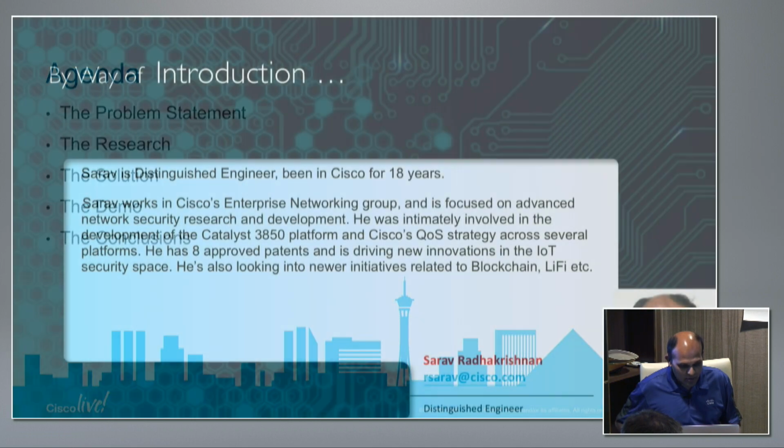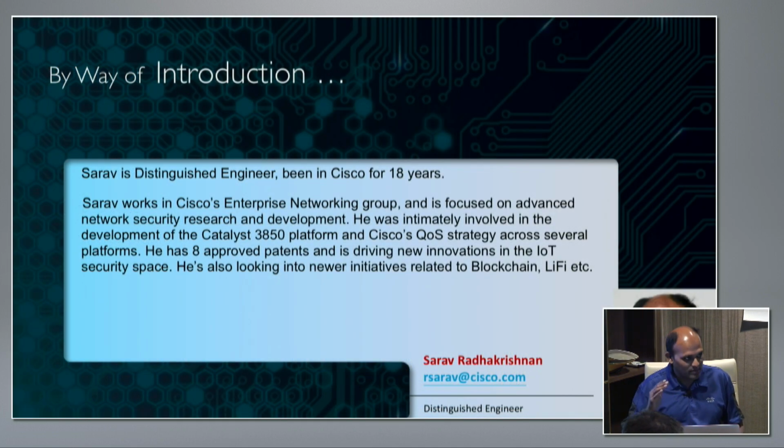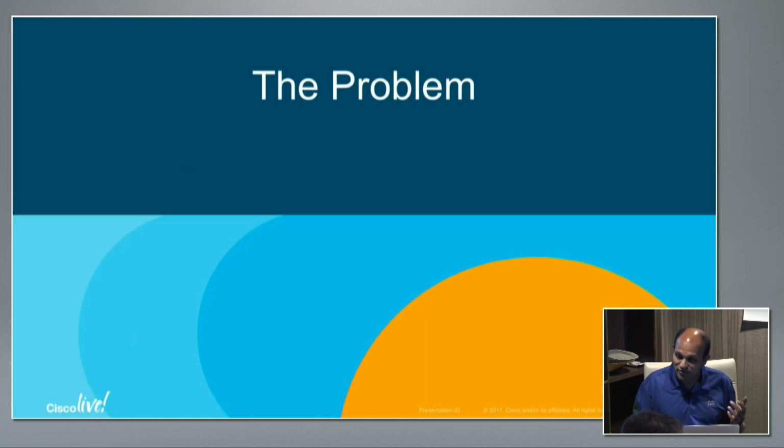I'm Saravanan Radhakrishnan, by the way. I'm a distinguished engineer in the enterprise networking group, and I've worked on a number of security-focused innovations and initiatives over the last 18 years, and there's none that I'm prouder of than encrypted traffic analytics, because I believe, and I'm sure you guys will agree, that this really changes the industry in a significant way, right?